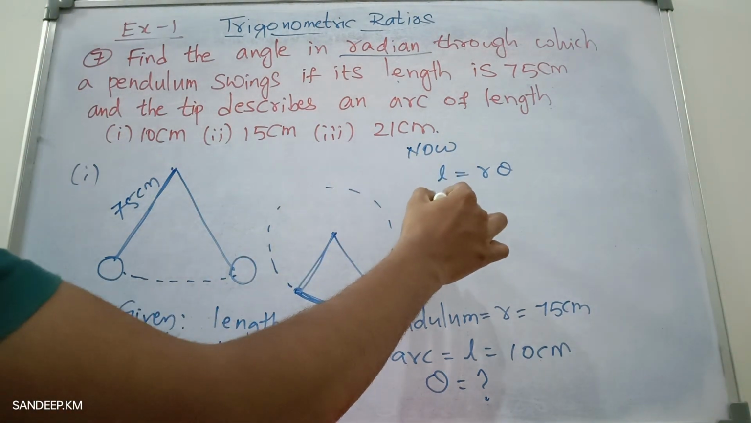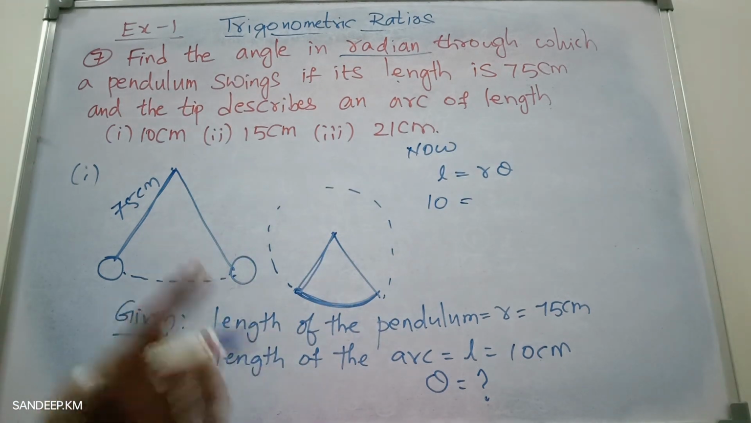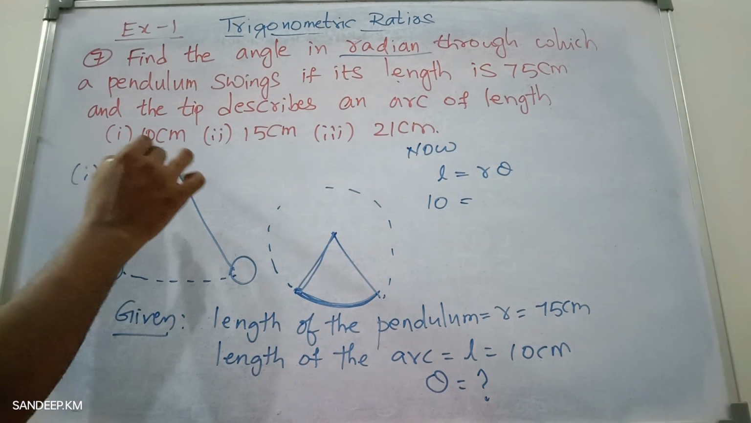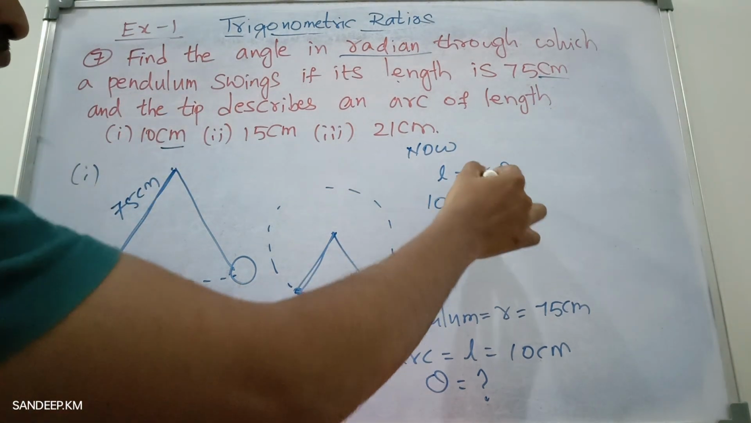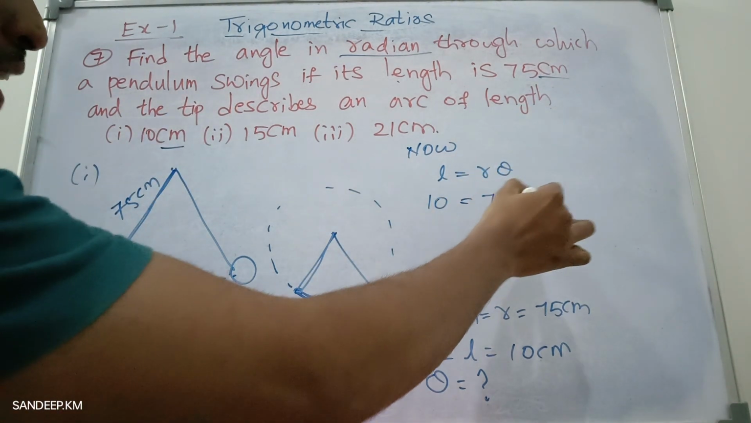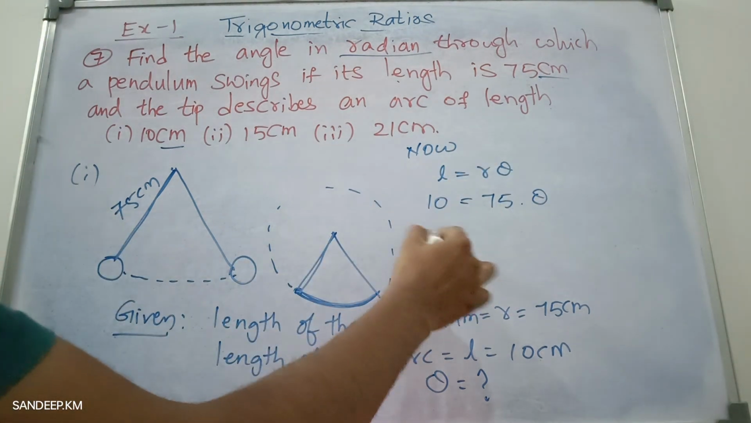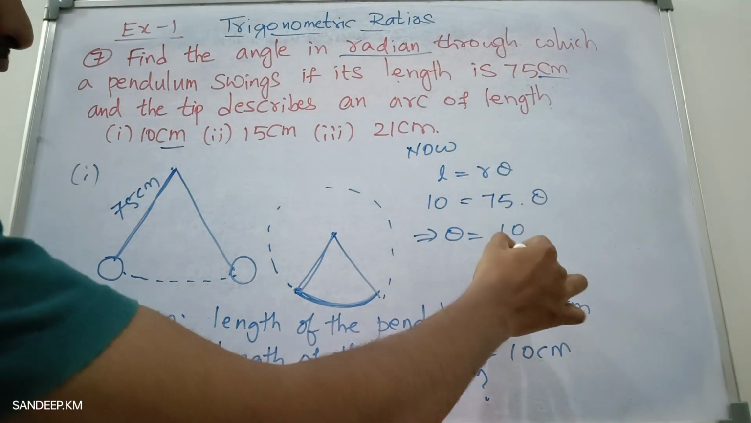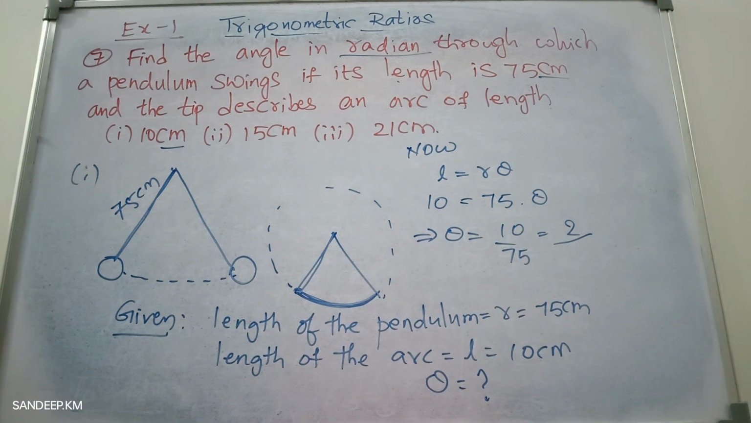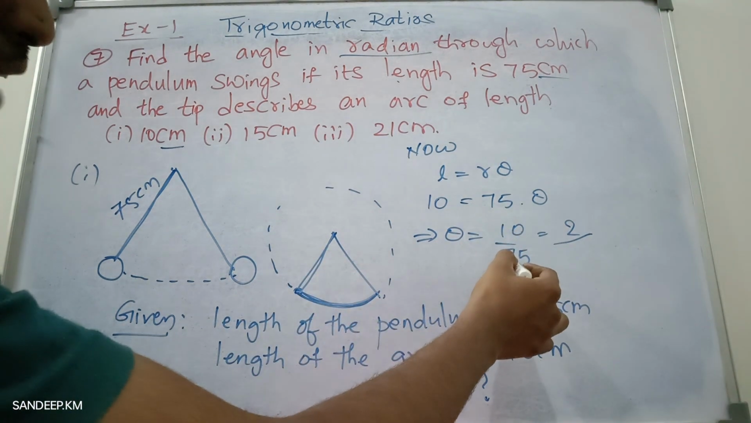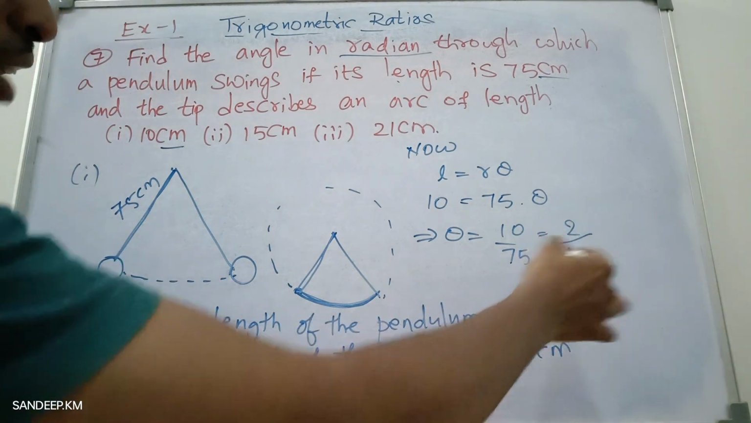So L is 10 centimeters. Observe that units are uniform. Length is in centimeters, radius is in centimeters. Both must be in the same units. So 10 centimeters is equal to the radius, 75 centimeters, into theta. That implies theta is equal to 10 by 75. Both are divisible by 5. So that means 2 divided by 15.